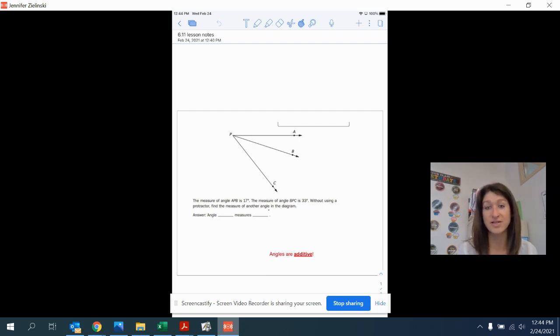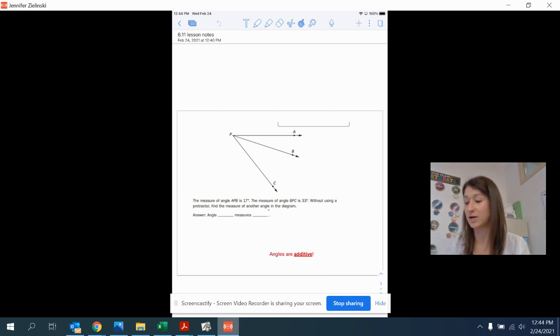So if you take a look here, I have some angles. Looks a little different than just having one angle. I see multiple angles here. And if you remember, when we label or name angles, we need to make sure that whatever letter is in the middle is our vertex. So let's take a look at our little warm-up. It says the measure of angle APB is 17 degrees. The measure of angle BPC is 33 degrees. Without using a protractor, find the measure of another angle in the diagram.